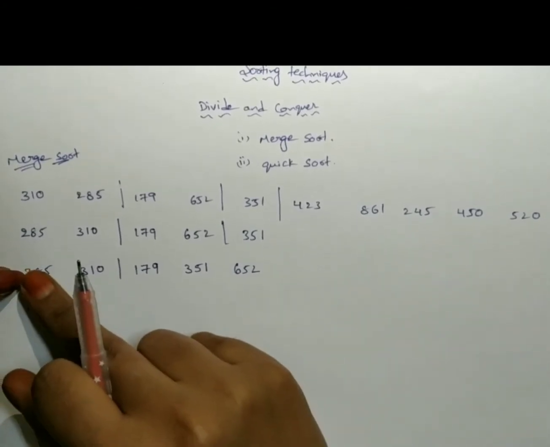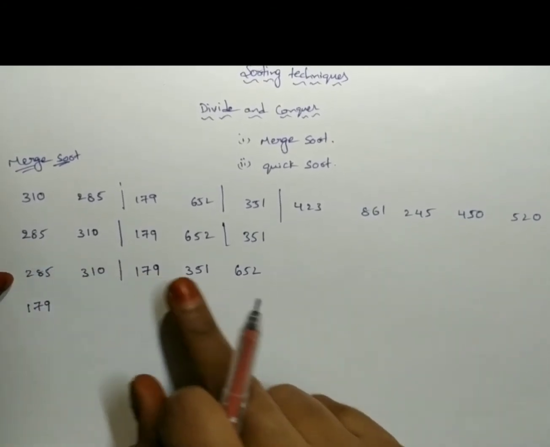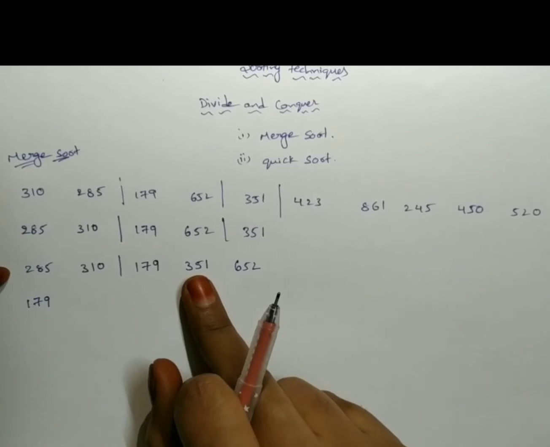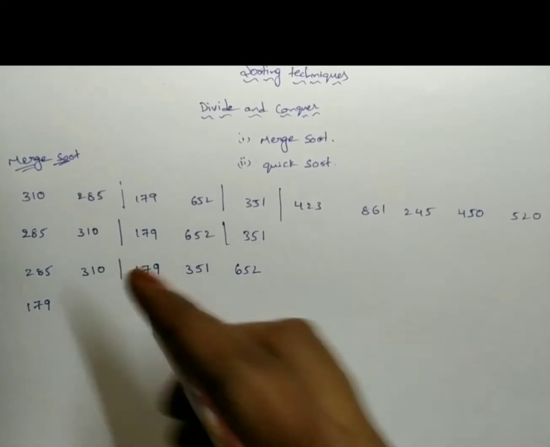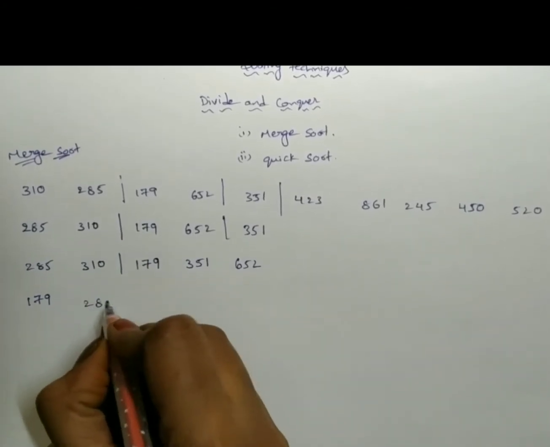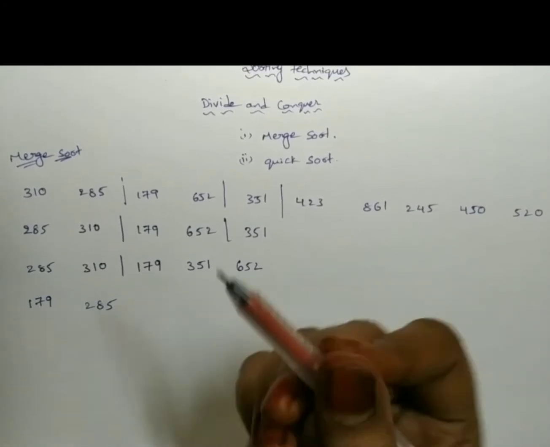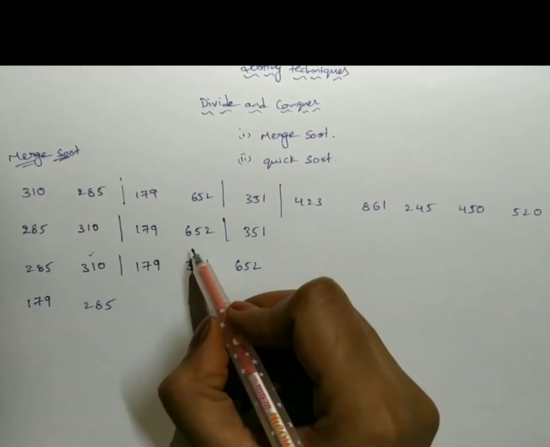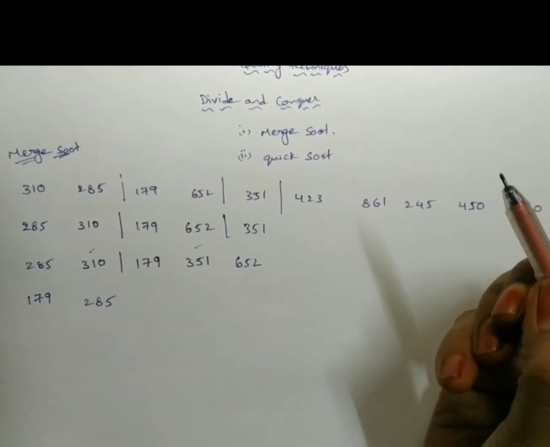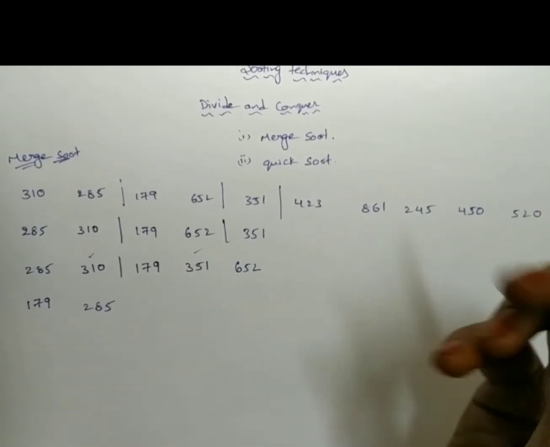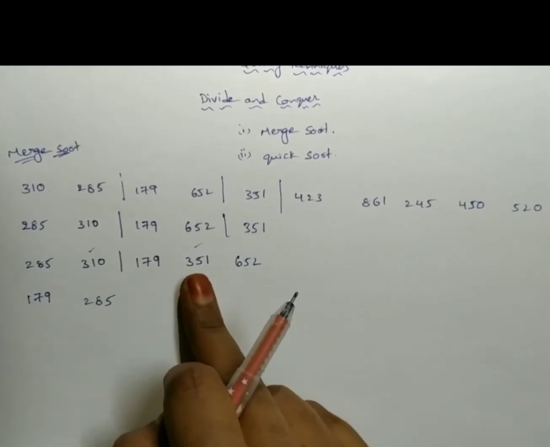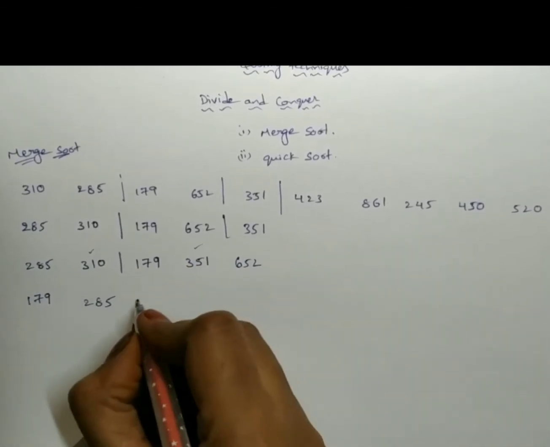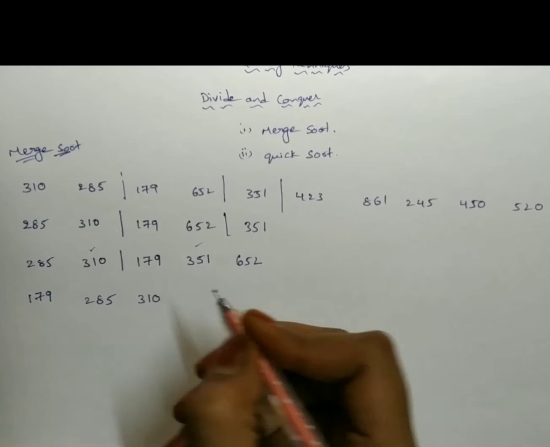Now I am considering 285 with 351. 285 is smaller than 351, so I am placing the 285 value here. Now the second element in the first sublist and the second element in the second sublist will be compared. 310 is smaller than 351, so the next element in the list to be placed is 310.